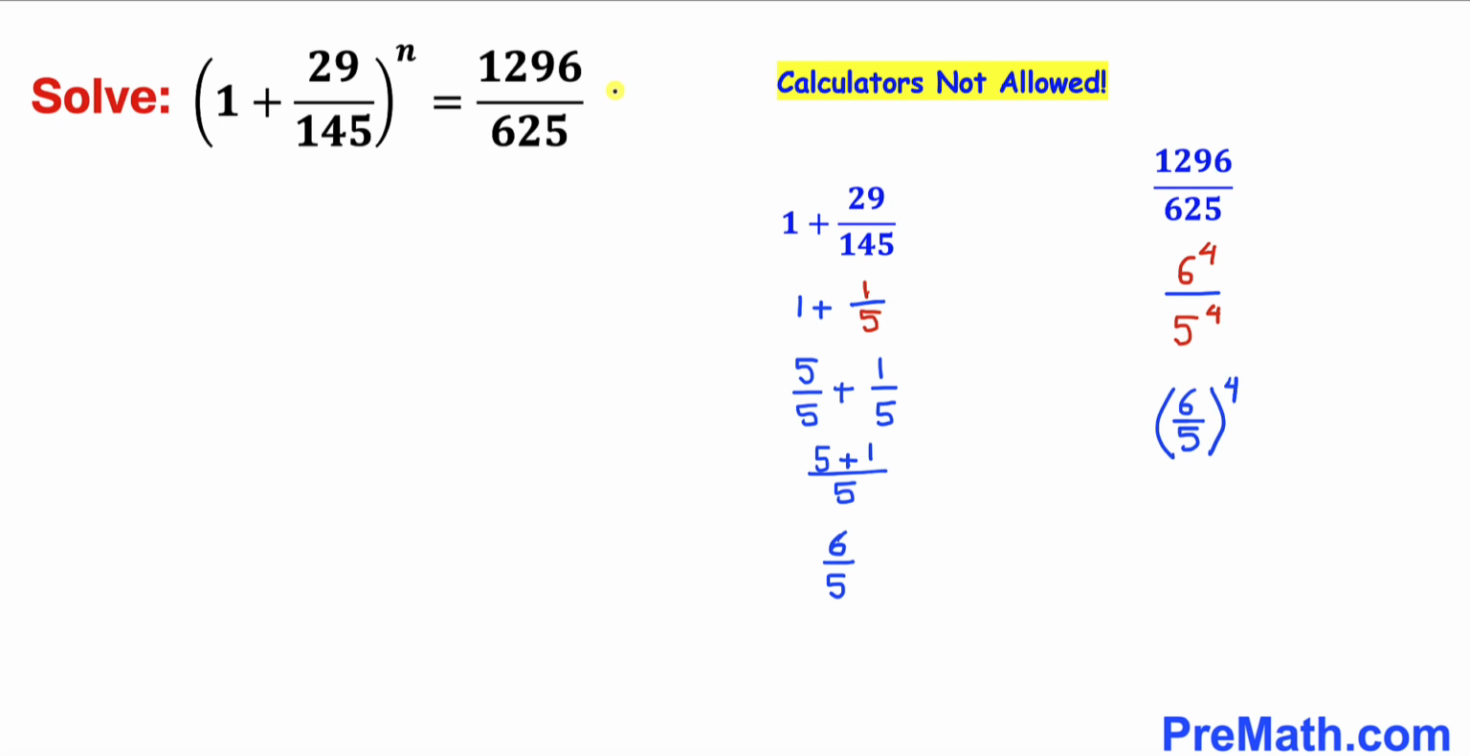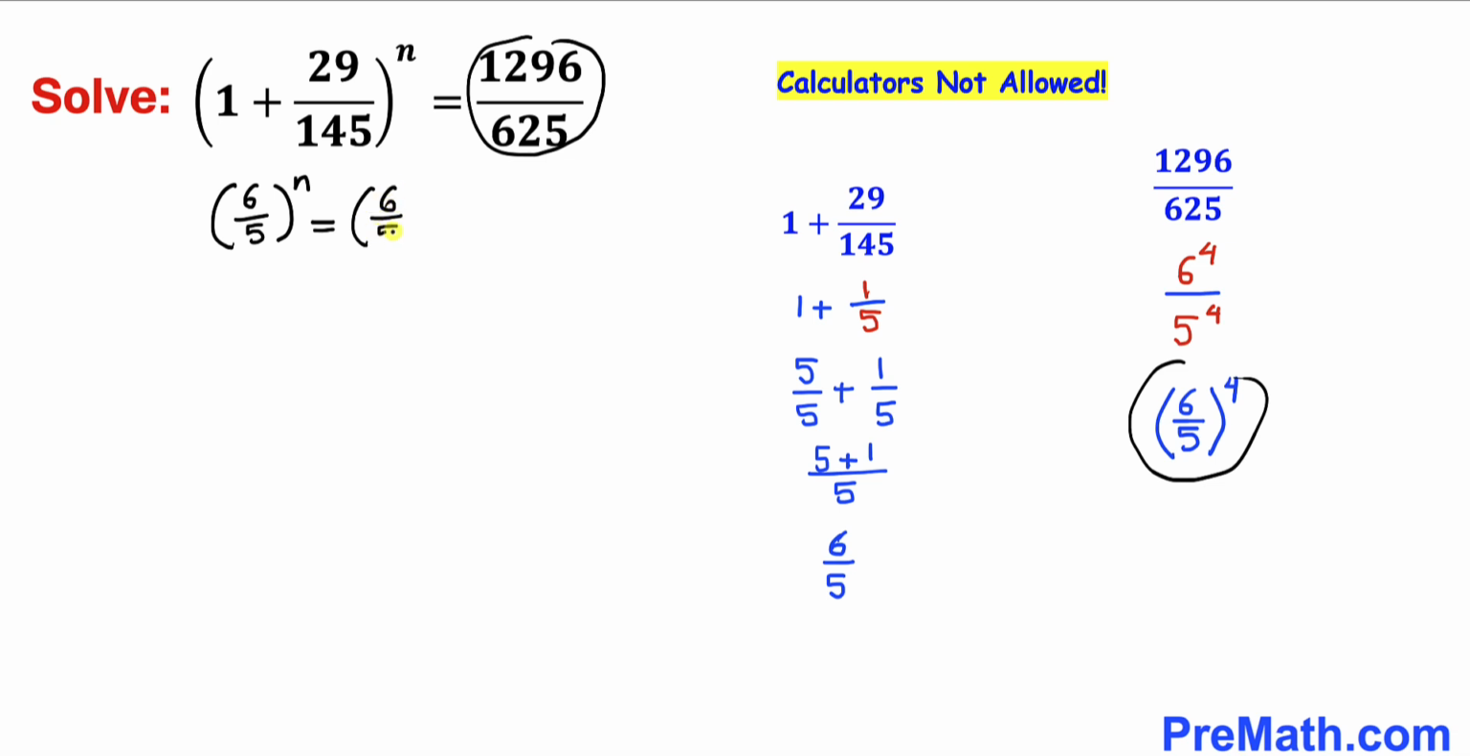So therefore we can write this equation as the left hand side. I can write this inside this parentheses, I'm going to replace it by 6 divided by 5. Let me go ahead and write down 6 divided by 5 power n equals to this right hand side fraction. I'm going to write in this form. I can write 6 divided by 5 whole power 4.